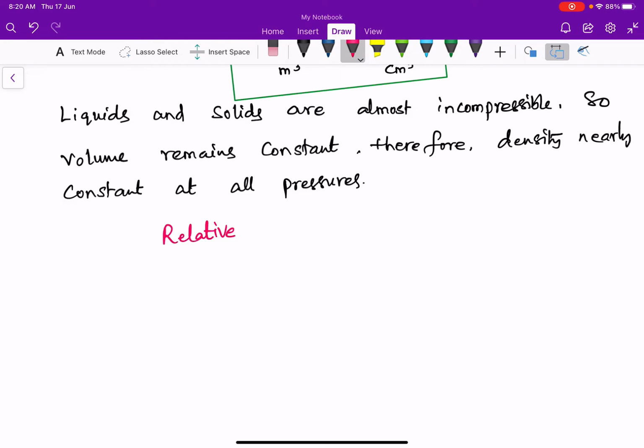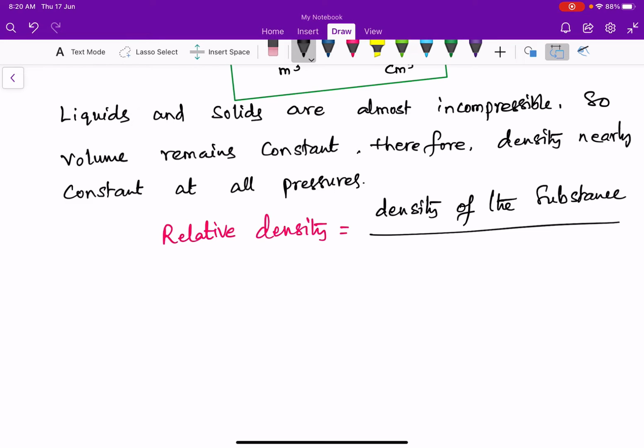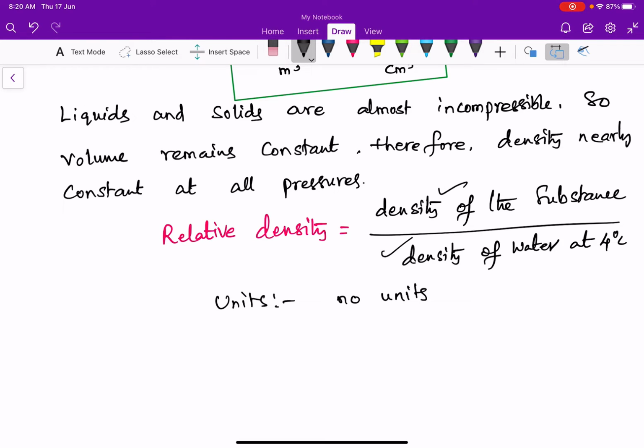Now we are going to define relative density. Relative density is equal to density of the substance divided by density of water at 4 degrees Celsius. The relative density has no units because it is the ratio of two same physical quantities. Relative density is a dimensionless physical quantity.